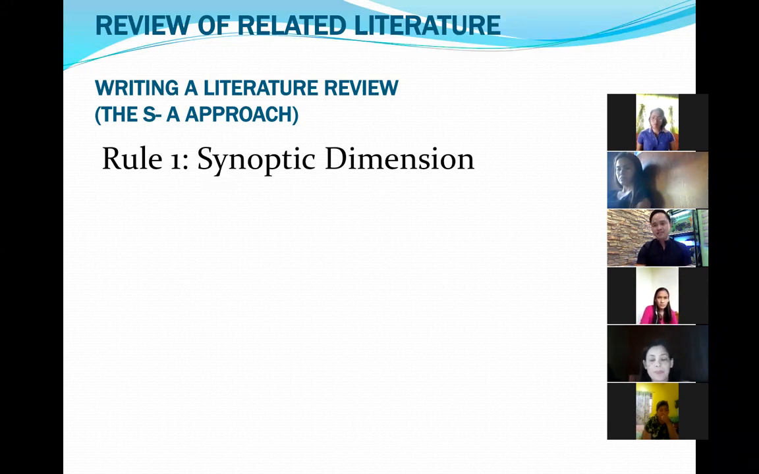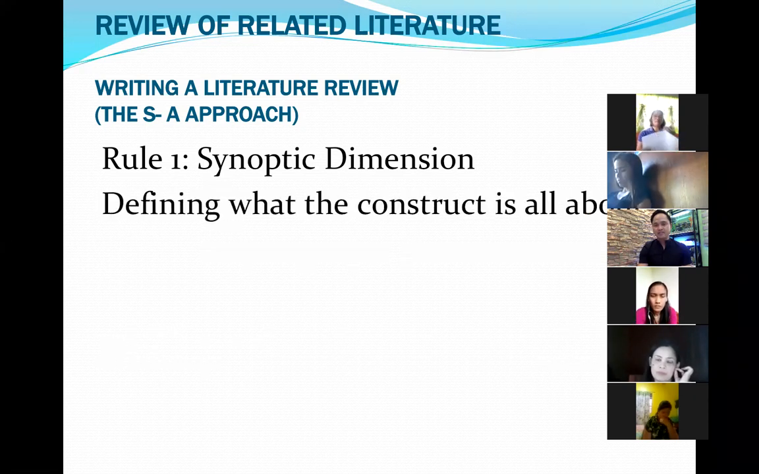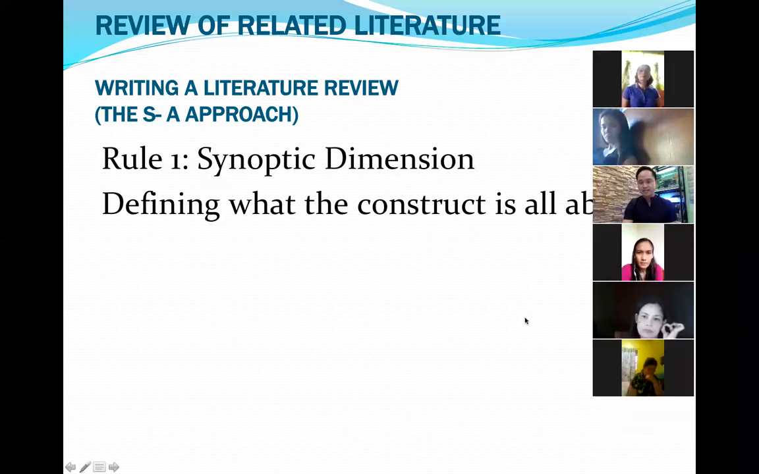So ibig sabihin, in short, you discuss what the construct is all about. No? That is synoptic dimension approach. You define what the construct is all about. What do you mean by construct? That is your variable. That is your topic. No? Kaya nga, per topic, meron kang definition and discussion of the construct, no?